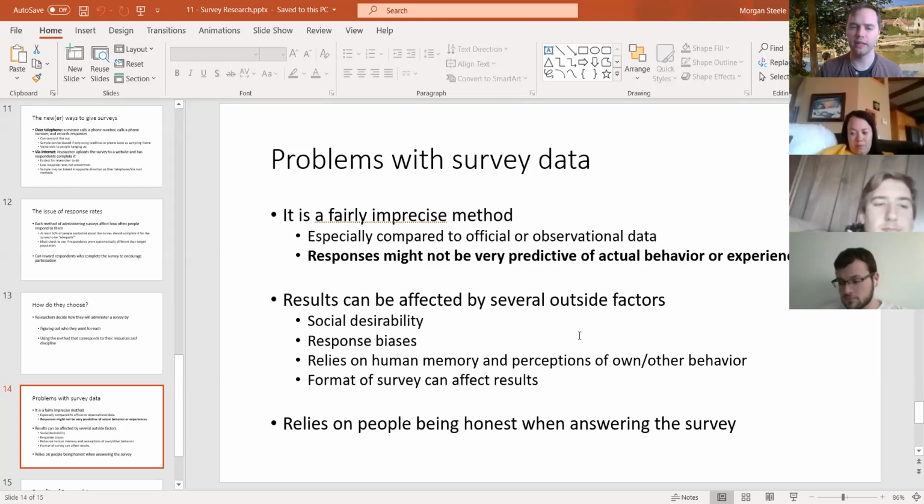Okay. And that's getting into the fact that any result you get from survey data is going to be affected by social desirability, people wanting to be seen a certain way. Their response bias, how you actually send that survey out, is going to affect who's going to participate. And the fact that you're relying on people's memory and perceptions of their own and other people's behavior.